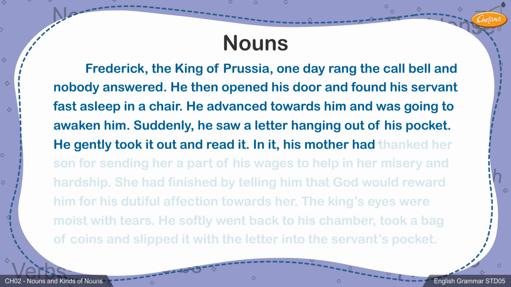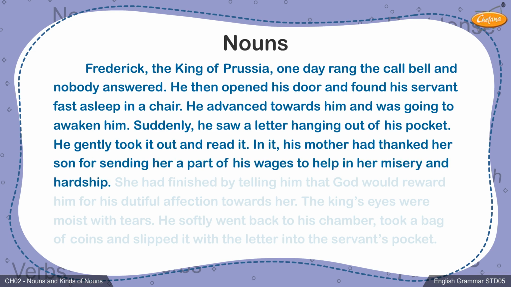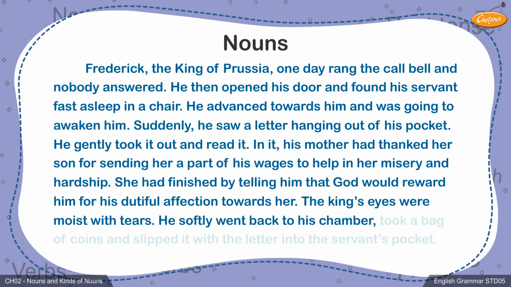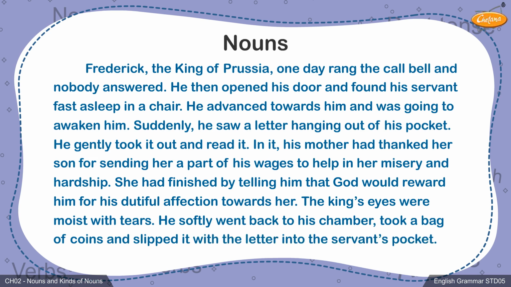In it, his mother had thanked her son for sending her a part of his wages to help in her misery and hardship. She had finished by telling him that God would reward him for his dutiful affection towards her. The king's eyes were moist with tears. He softly went back to his chamber, took a bag of coins, and slipped it with the letter into the servant's pocket. In this passage, you can find out many nouns that have been used.